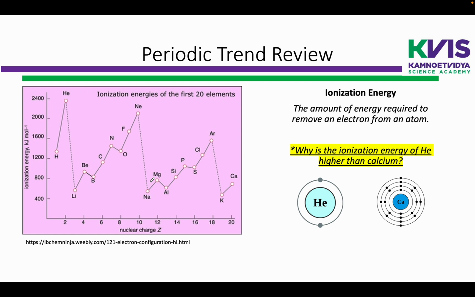So try to answer this in your head. Why is the ionization energy of helium higher than calcium? If you look at helium over here, helium has a full orbital shell, right? So this is 1s2. It's a really, really stable shell. And when things are stable, I told you before, it's difficult to remove an electron from a stable orbital. But if you look at calcium, right?